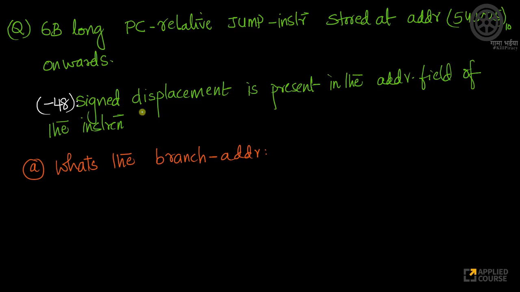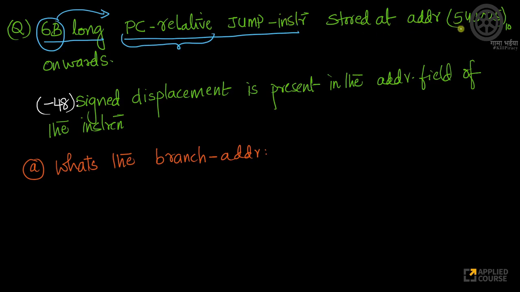So let's solve some simple problems now. Imagine we have a 6 byte long PC relative jump instruction. The jump instruction itself is 6 bytes long, and the addressing mode used here is the PC relative addressing mode.